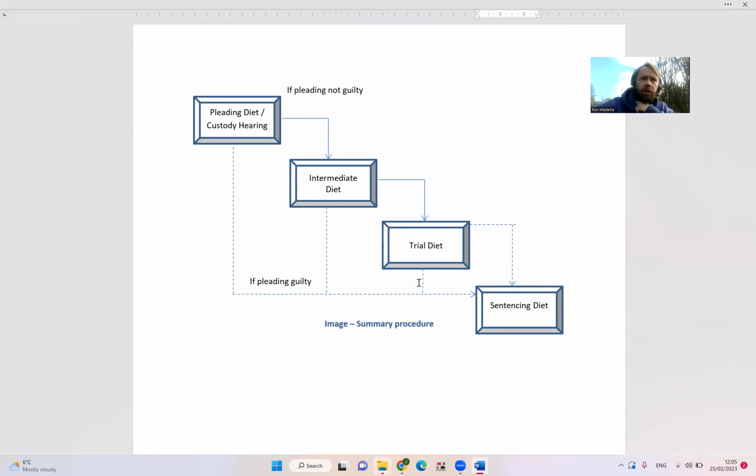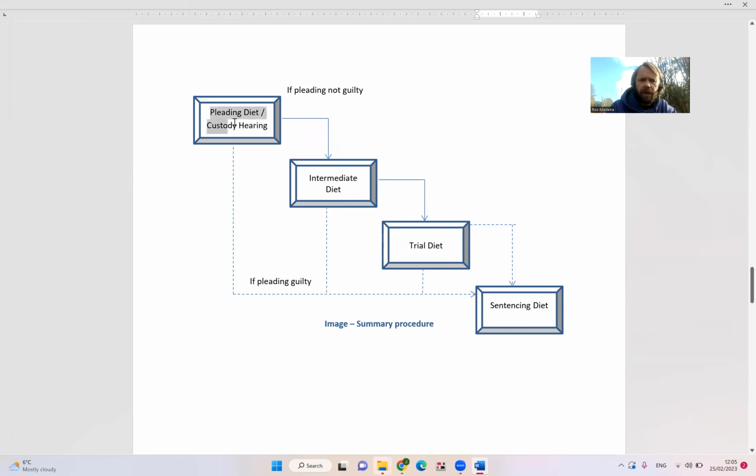I would say 1 in 5, 1 in 10 jobs we do, probably even less actually, are trials. The rest are different types of hearings. So whenever you're offered a court job, the likelihood is that it will not be a trial. I wanted to start off by showing, in a summary case, the sequence of hearings.